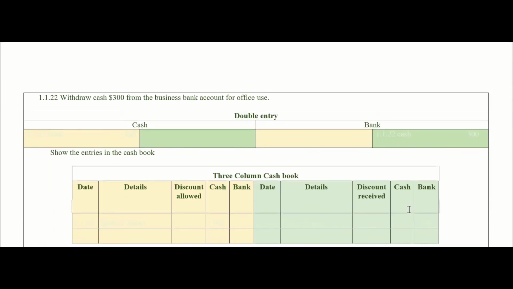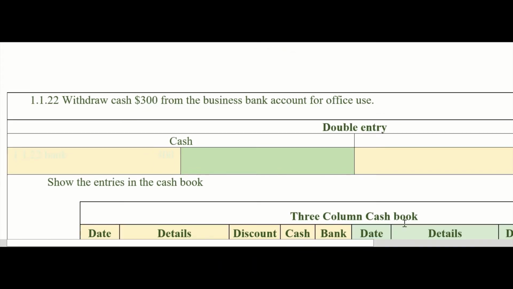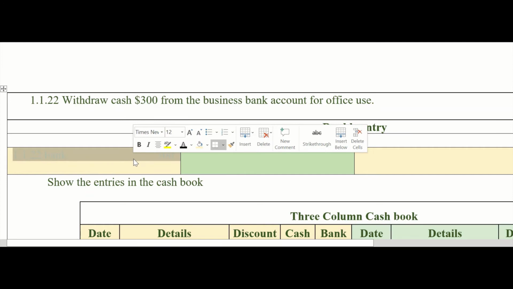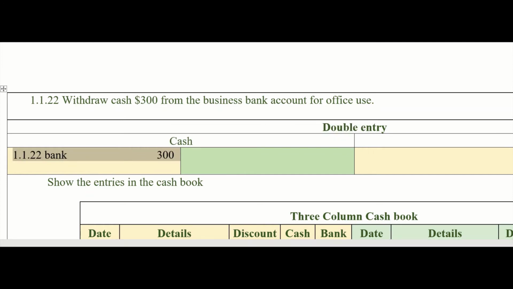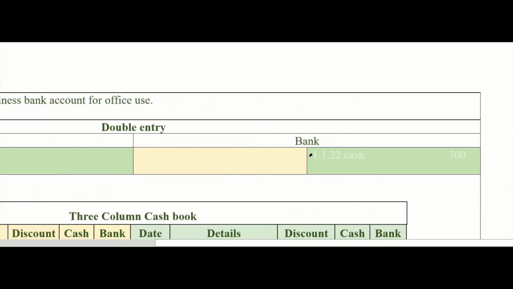Next transaction. You're withdrawing cash from your business bank account for office use. So you increase the cash value and you decrease the bank value. Therefore, in your cash ledger, you enter it on the debit side. Opposite account's name followed by the amount. Then you enter it in the bank on the credit side because it will reduce the value. Therefore, you write the date, opposite account's name cash, and the amount.